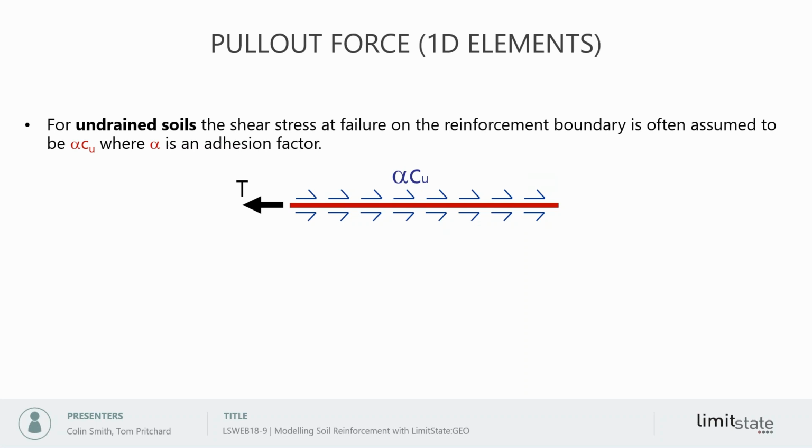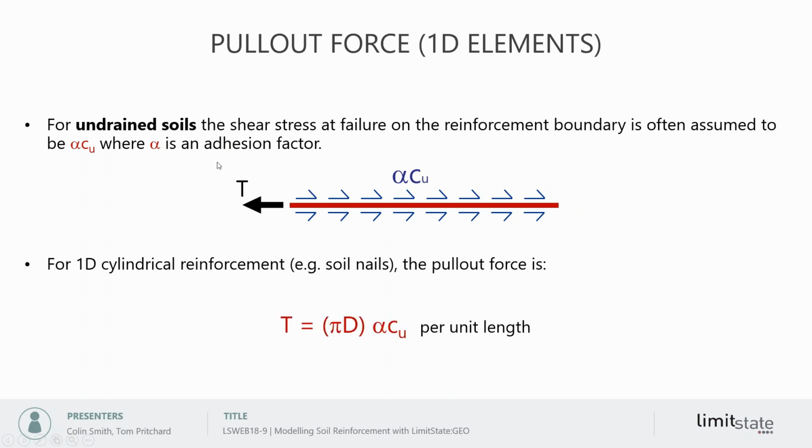So we'll first just recap on the sort of mechanics. If we have a reinforcing strip here, and it is subject to a tensile force, then that is dissipated into the soil by shear forces along the top and the base, or around the circumference of the reinforcement, depending on what it is. So in this case, if we think of a soil nail, it's a one-dimensional object, so the shear stress is applied on the circumference of that. In an undrained soil, we'd assume that that's equal to alpha times Cu, where alpha is an adhesion factor.